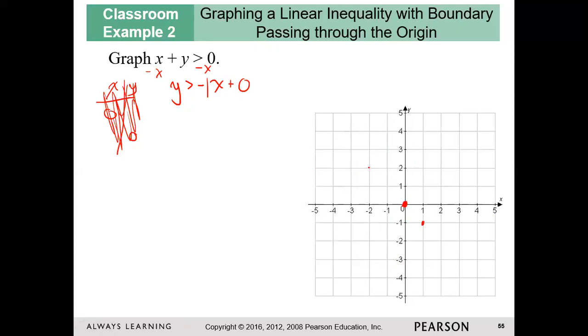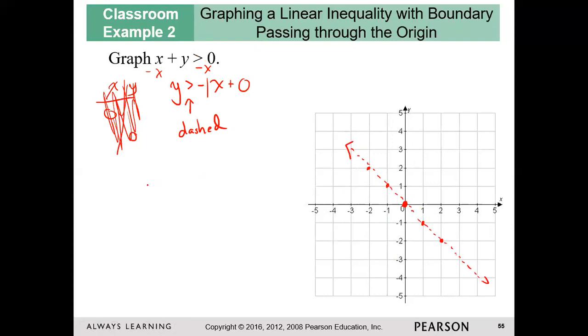Remember, it's a negative slope, so it should be going down from left to right. So down 1 to the right 1. Again, you could also go up 1 to the left. And since this is strictly greater than, this is going to be a dashed line. So I'm going to do my best to put in a dashed line here. There we go.